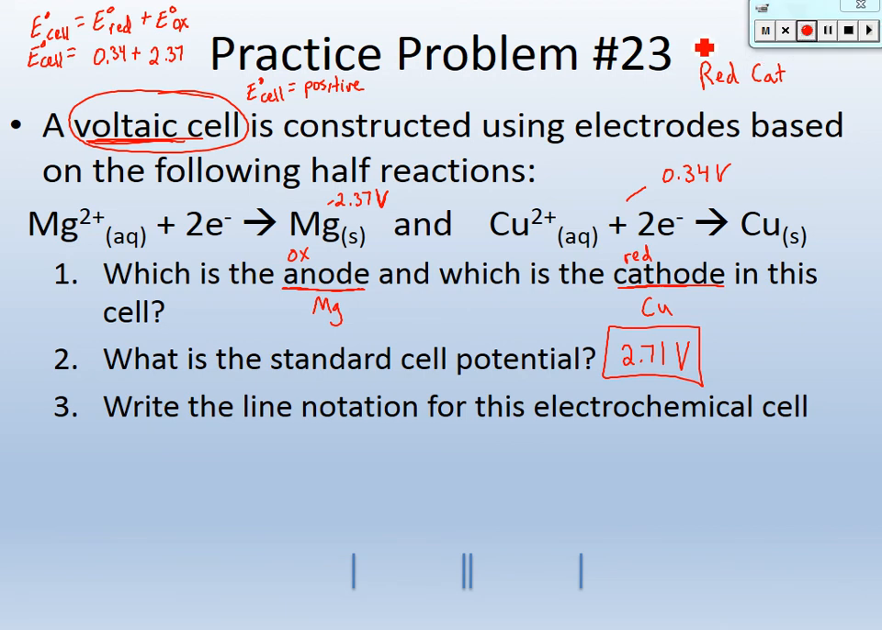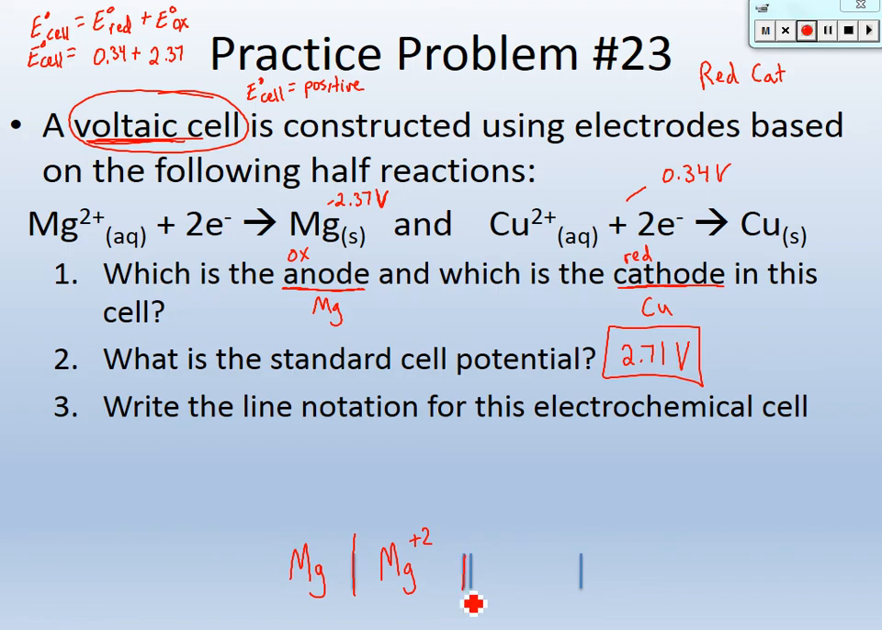Remember the line notation, it has to be the anode material first. So what was our anode? Well, it was the magnesium, and that was our material, was the Mg. So I'm going to put Mg, line. Now we need the anode solution. The anode solution is going to be in your aqueous part, the water part. It's going to have a charge here. So I'm going to put Mg plus 2.